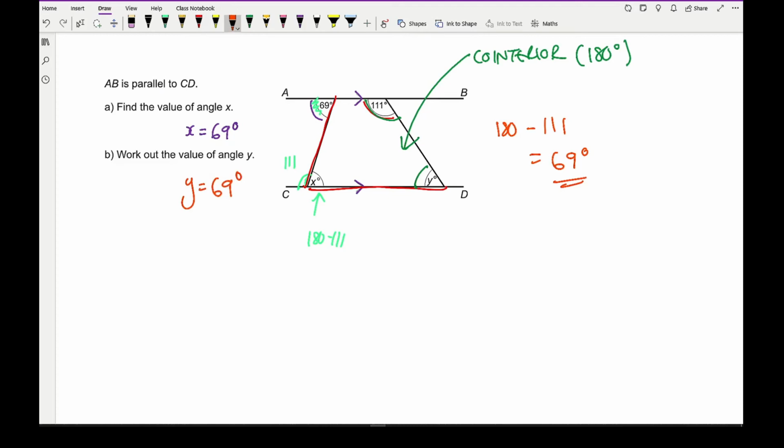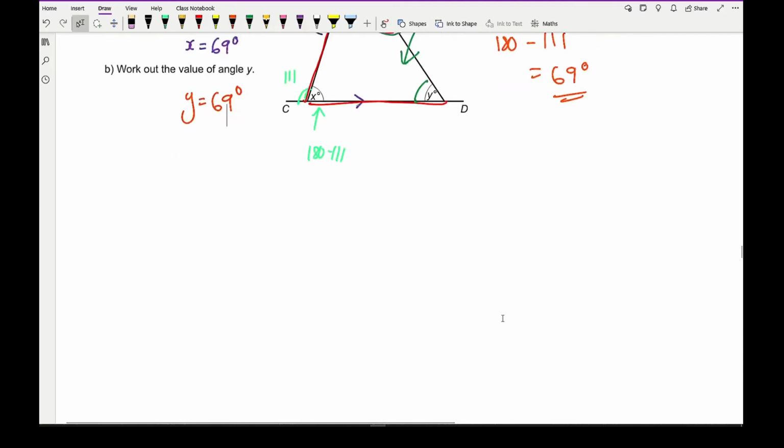And again, it's all about your interpretation, how you see things. Not one way is the right way, as long as you're explaining yourself correctly mathematically. So it's just important to look out for those types of things.